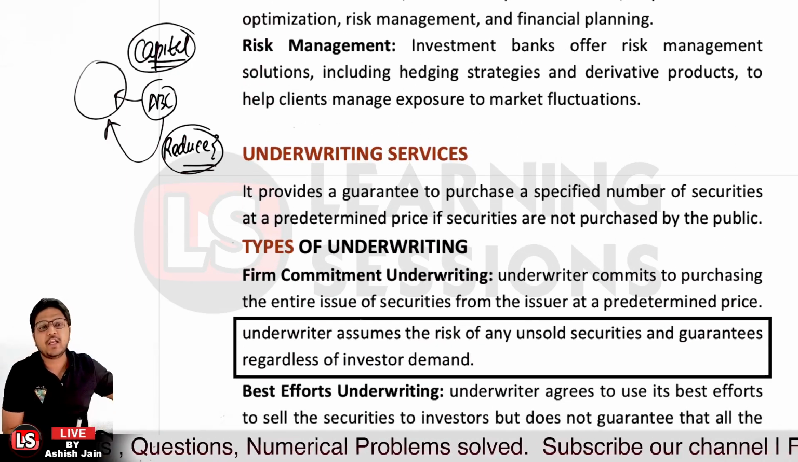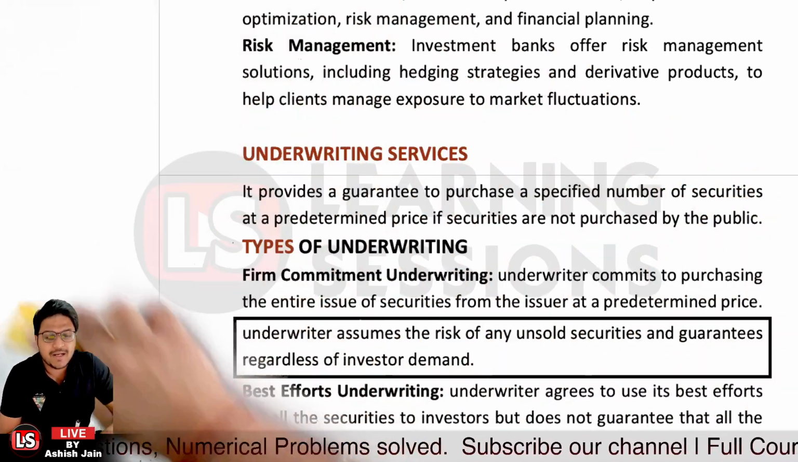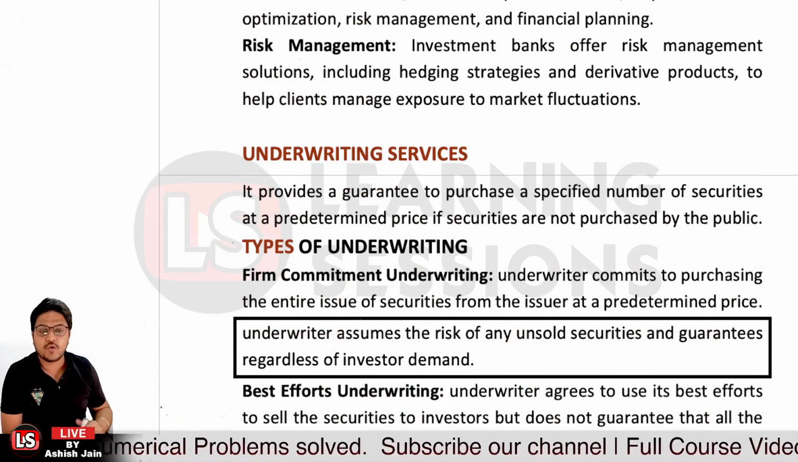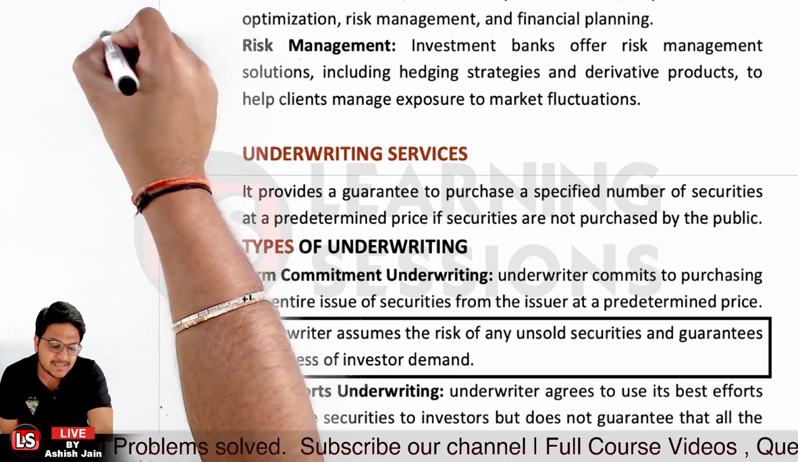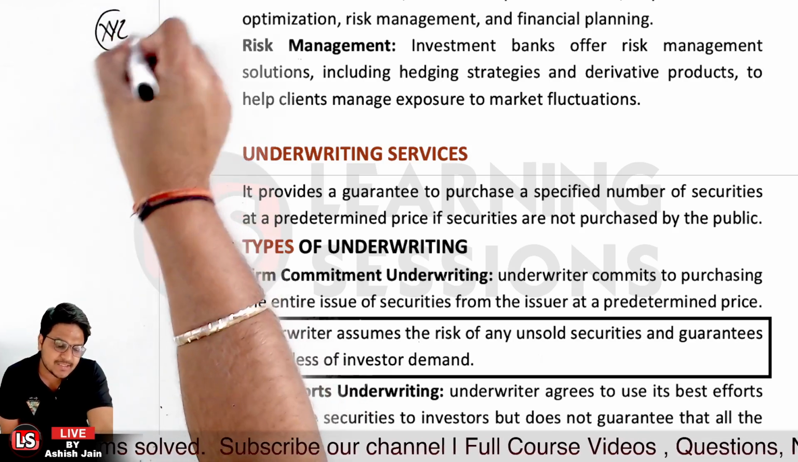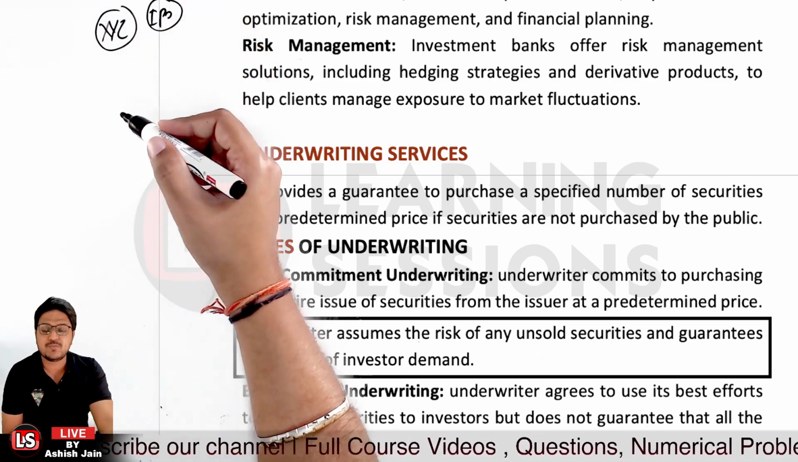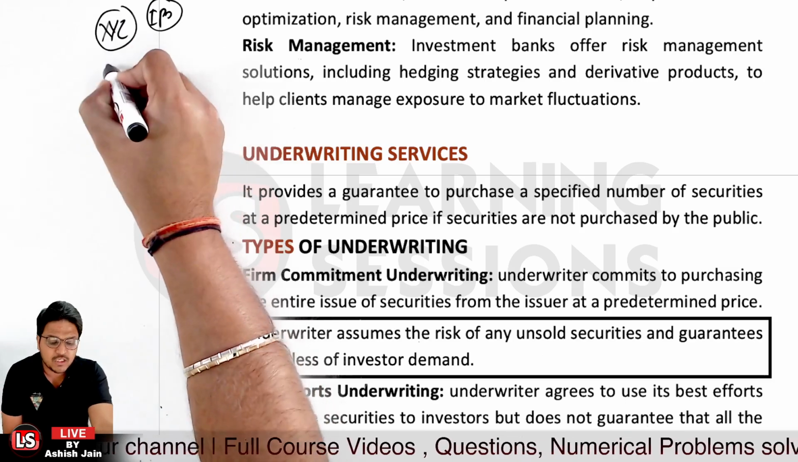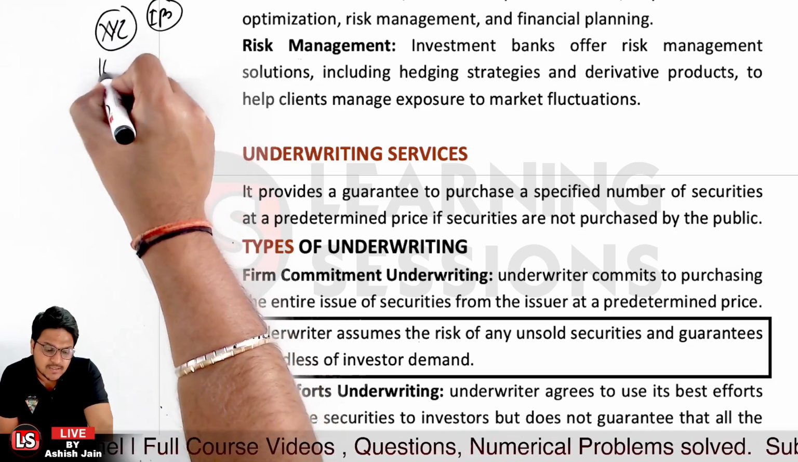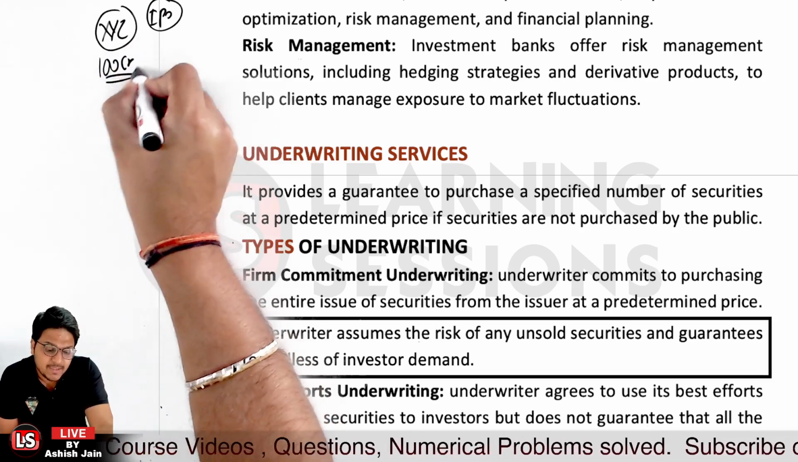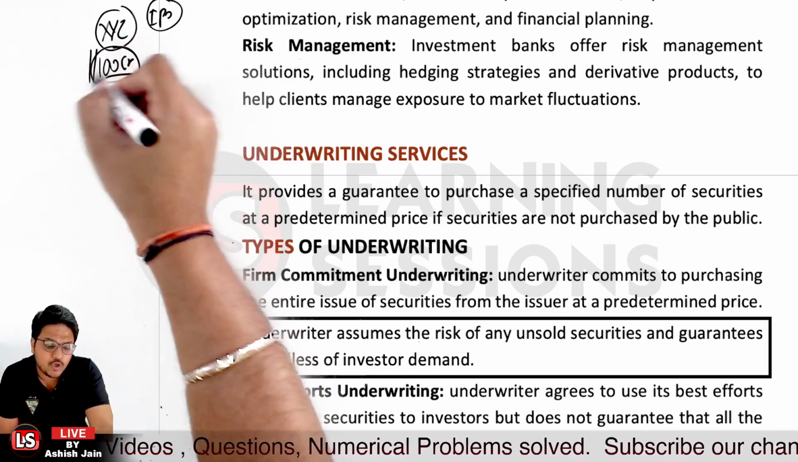Now after that, it's related to underwriting services. Let's first understand the process of underwriting. What do you mean by underwriting? Let's say XYZ company wants to launch its IPO. Now, as per the SEBI guidelines, that is the Securities and Exchange Board of India guidelines, let's say the issue size is 100 crore. They basically want to issue shares amounting to rupees 100 crore.